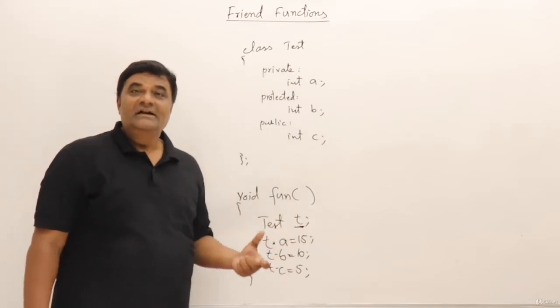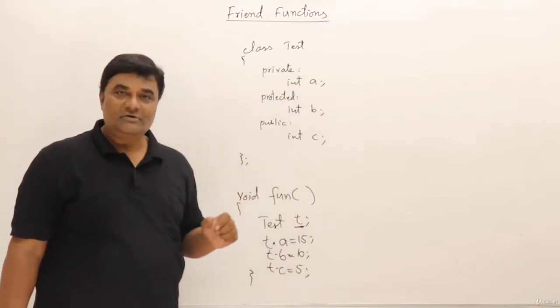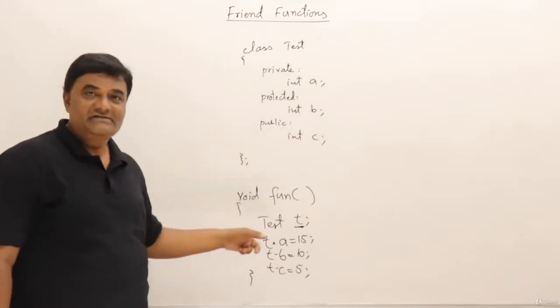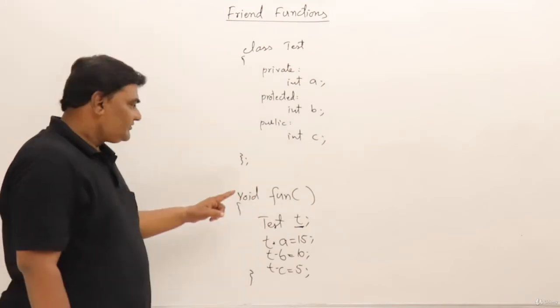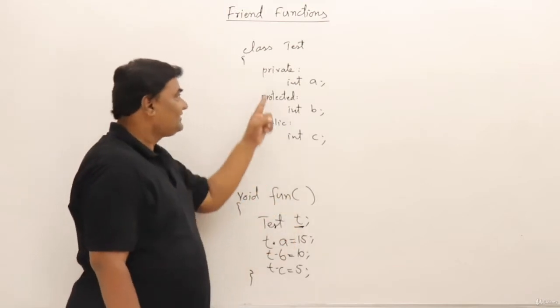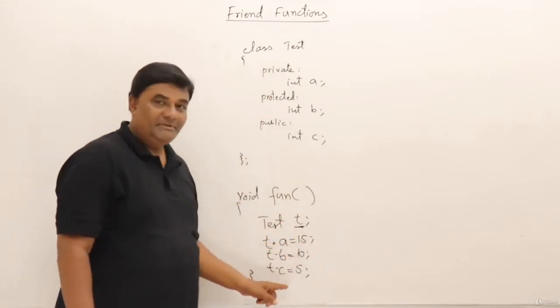Is it possible? Can a function access all the members of an object? Yes, if it is a member function. No, this is not a member function. This is an outside function, like a global function. So an outside or global function is having an object of the class test, and upon the object it is trying to access private, protected and public members.